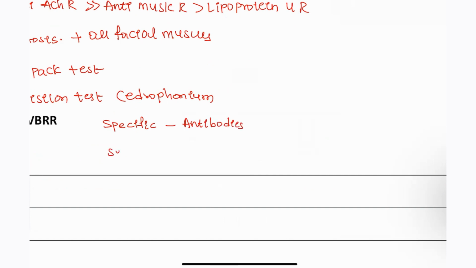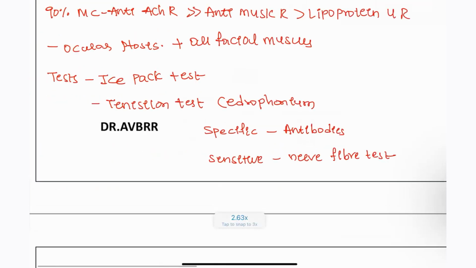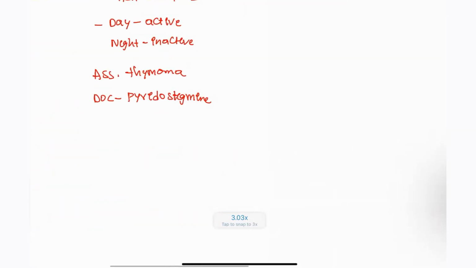Next, the sensitive test is the nerve fiber test. The nerve fiber test is the sensitive one. Next, again, we already know the drug of choice will be pyridostigmine.